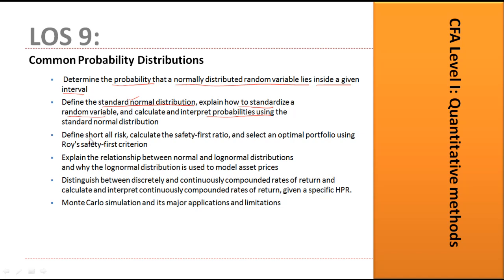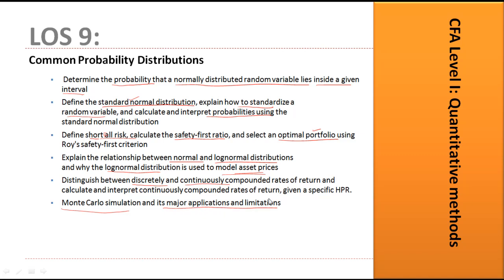Then we will define the shortfall risk, calculate the safety first ratio, and the selection of an optimal portfolio using this criteria. Then we'll look at the relationship between normal and log normal distributions, and we'll see why the log normal is preferred for asset prices. We'll also distinguish between discrete and continuous compounding for rate of returns. And finally, we'll look at the Monte Carlo simulation and its major applications and limitations.